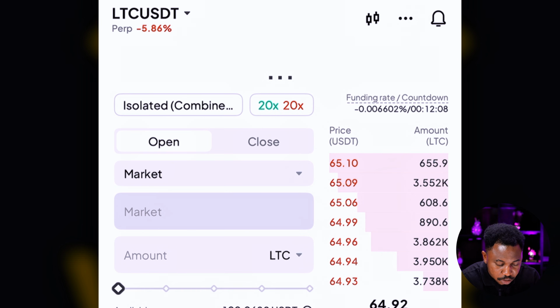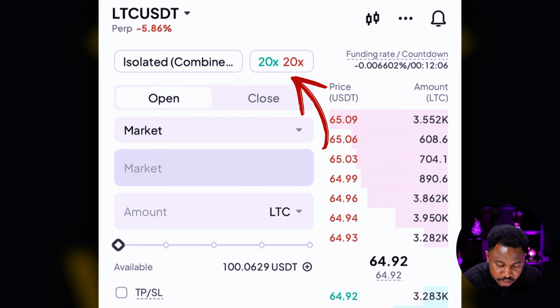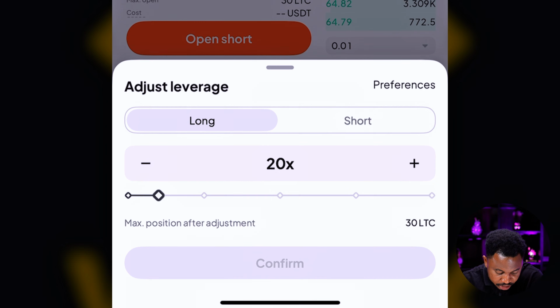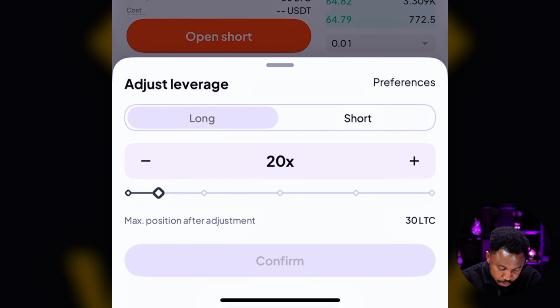All right, so that is done. The next here is where you can see 20x. So let's click on this place. You can see 20x right here. So this is basically your leverage, and you can see long and short, and it said that 20x leverage.